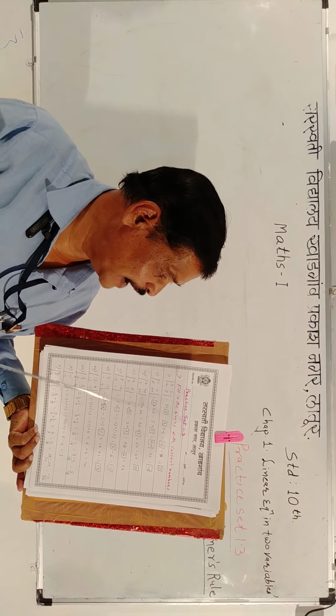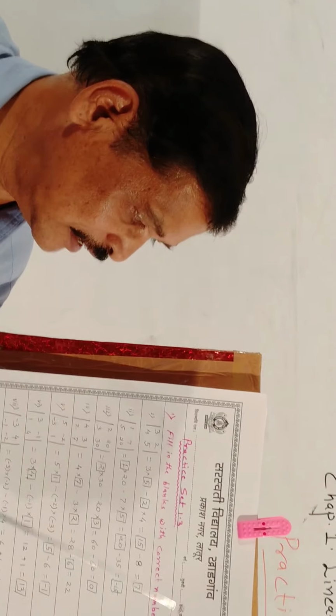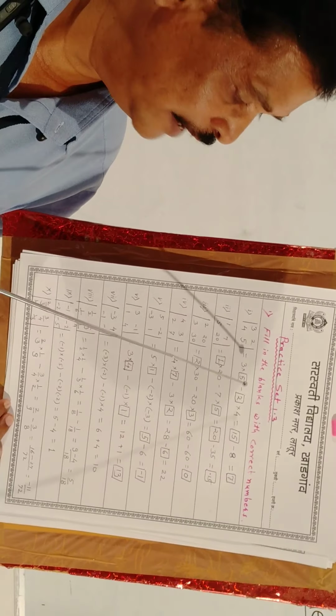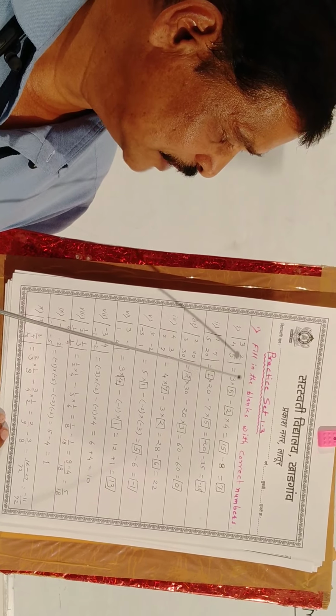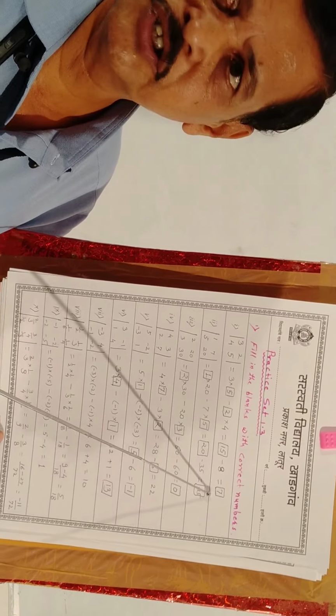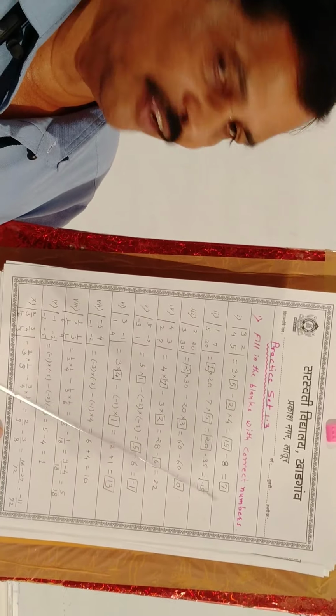First question is there. Fill the blanks with the correct number: 3, 2, 4, 5, and the multiplication of 3 and 5 minus 2 into 4. We get 15 minus 8 is equal to 7. Some boxes are given here.